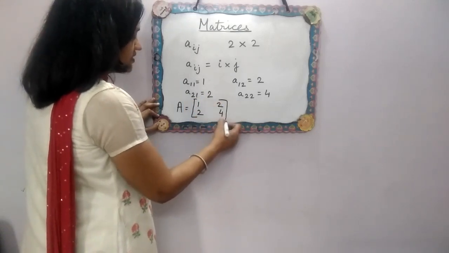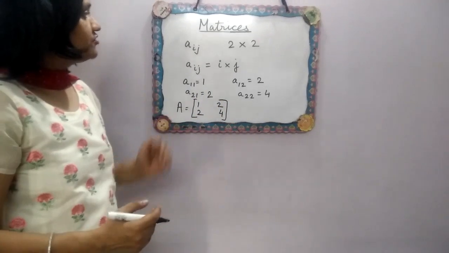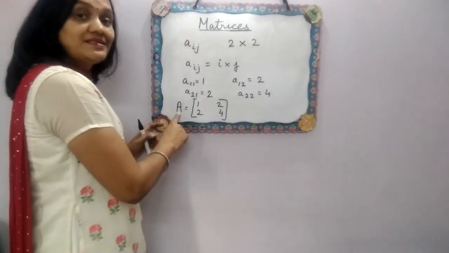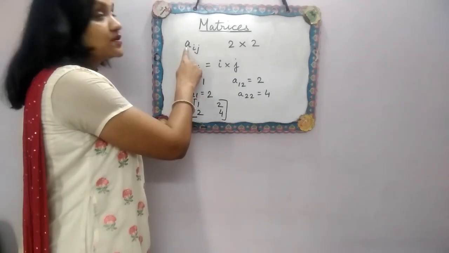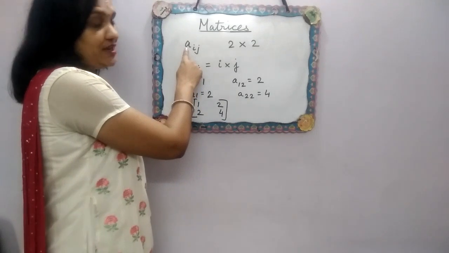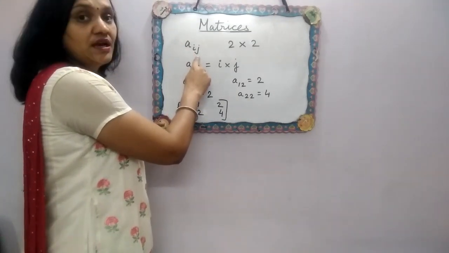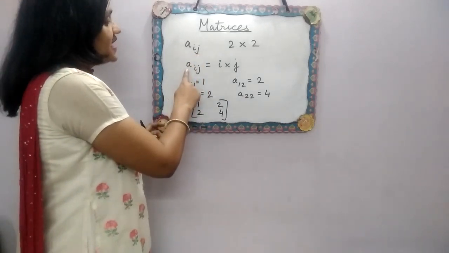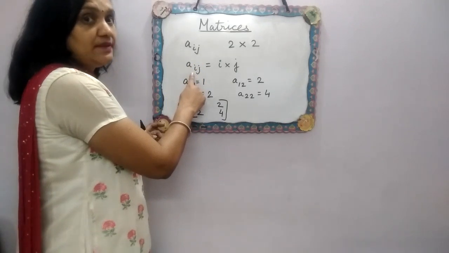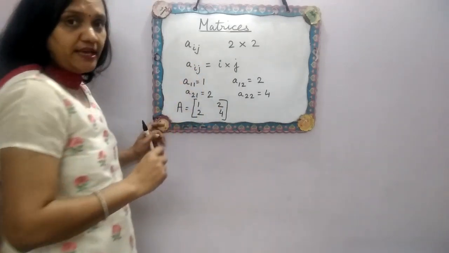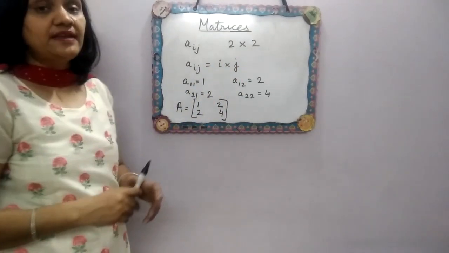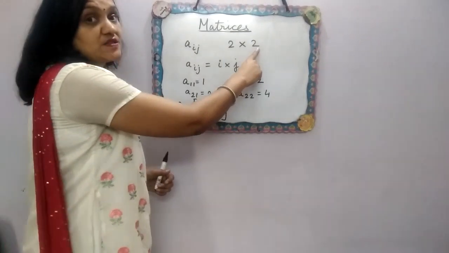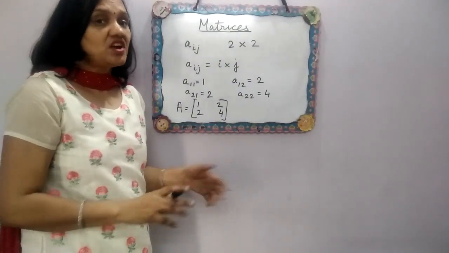I'll briefly recap what we have done. Capital A is reserved for the name of the matrix and small a refers to each and every element in the ith row and jth column. So if it is given that the formula for finding each element is aij equals i into j and it's a 2 by 2 matrix, then there can be a total of 2 rows, meaning you can have row number 1 and row number 2, and 2 columns, meaning you can have column number 1 and column number 2.